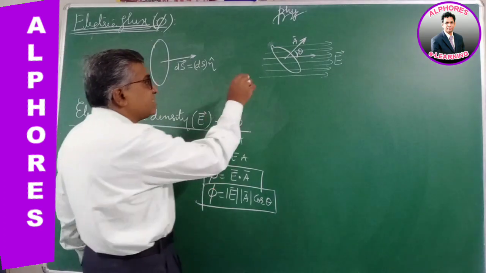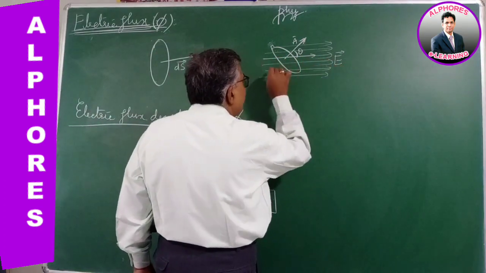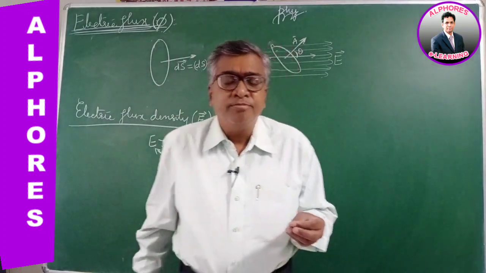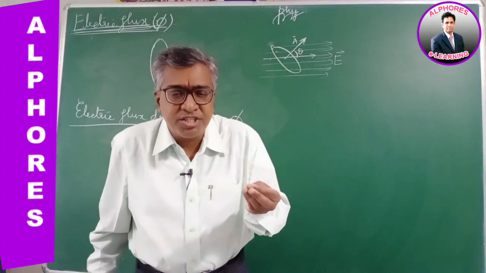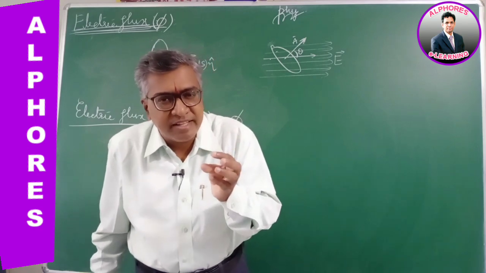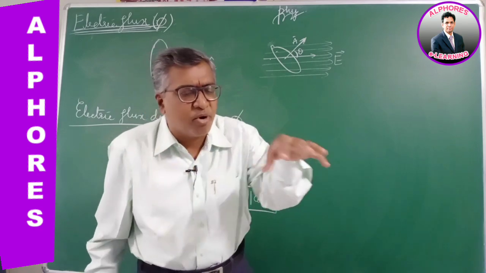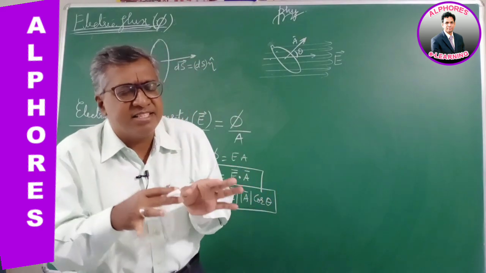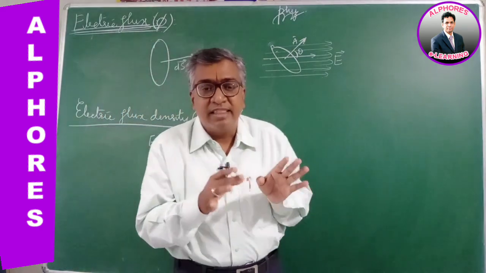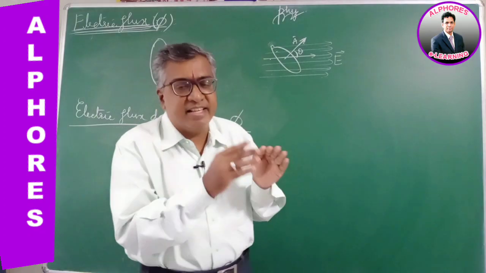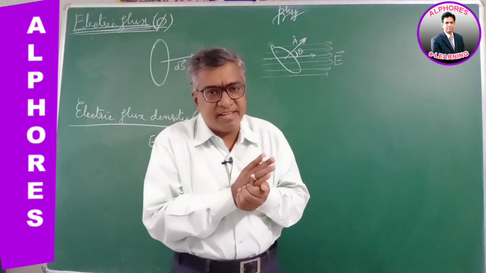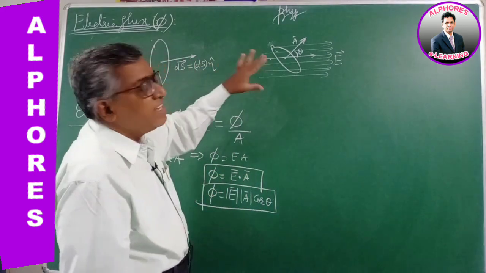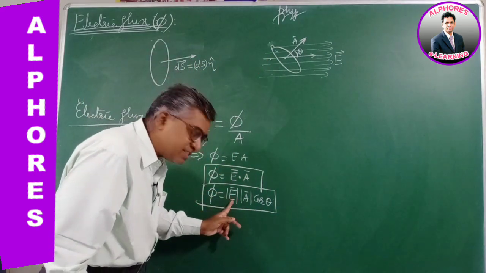Now, I was telling you what a uniform electric field is. It is an electric field in which the magnitude of the electric field strength is the same at all the points in the field, and the direction is also the same at all the points. The electric lines of force are parallel lines, equidistant from one another. Such a field is called a uniform electric field. If the field is uniform, then E is always a constant.